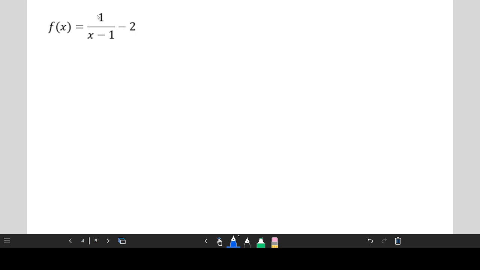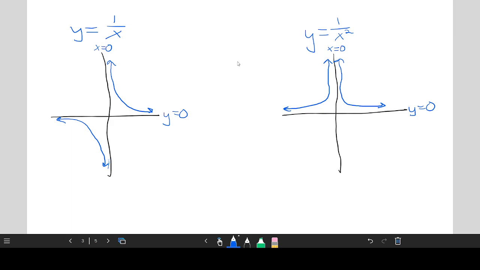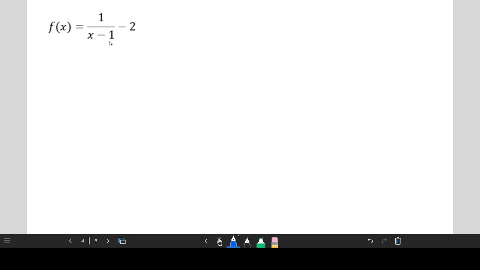So here we have 1 over x minus 1, minus 2. The first thing we have to do is decide which of these 2 functions this is a transformation of, right? And to tell the difference, you're just going to look for, is there that exponent of 2 or is there not an exponent of 2? And so that will tell you which of these originals we're starting with. Since we don't have an exponent of 2 here, this is a transformation of the first basic function we graphed, y equals 1 over x, which looks something like this. It has these asymptotes.